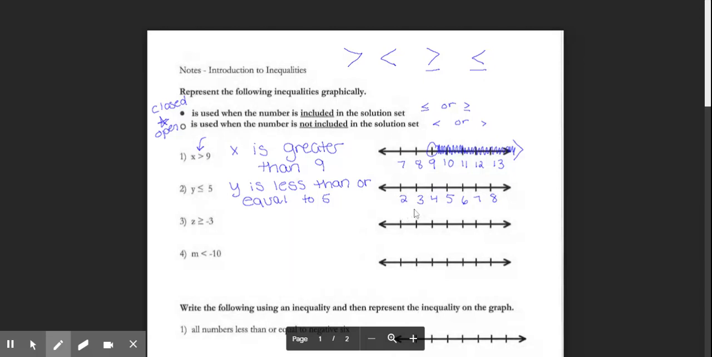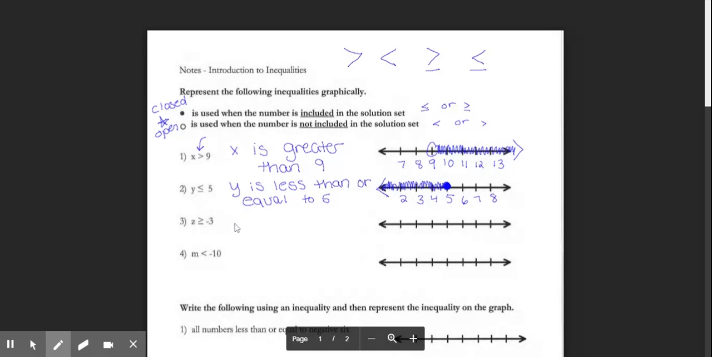We said we're going to use a closed circle, so let's find 5. And we're going to put a circle that's filled in here. 5 is included in the solution. Then I want all the numbers that are less than 5. All the numbers smaller than 5 will be to the left. So again, I shade that number line all the way through till the end. And then I put an arrow on the end to represent the fact that that shading goes on forever.